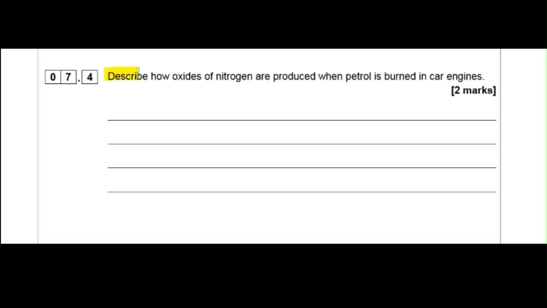Question 7.4. Describe how oxides of nitrogen are produced when petrol is burnt in car engines. And this is a 2 mark question.